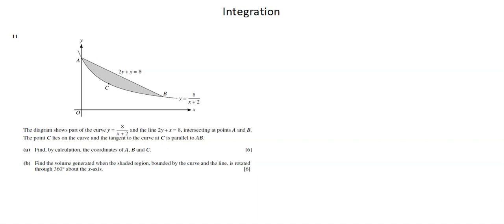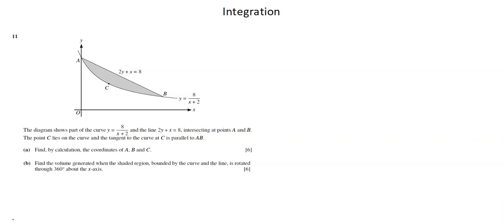The diagram shows part of two curves, or one curve and one line, intersecting at 2 points. The point C lies on the curve, and the tangent to the curve at C is parallel to AB. Requirement A, find by calculation the coordinates of A, B, and C. B, find the volume generated when the shaded region, bounded by the curve and the line, is rotated through 360 degrees about the x-axis. I'm going to write up the solutions for A, not the workings.